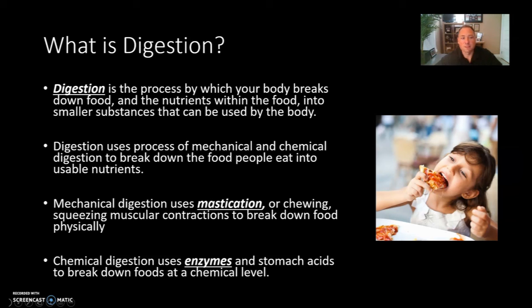So there are two processes that digestion uses, mechanical and chemical digestion, to break down the food into these usable nutrients. Mechanical digestion uses mastication or chewing, squeezing, and muscular movements to break down food physically. Chemical digestion uses enzymes and stomach acid to break down foods at the chemical level so that it can be absorbed by the human body.